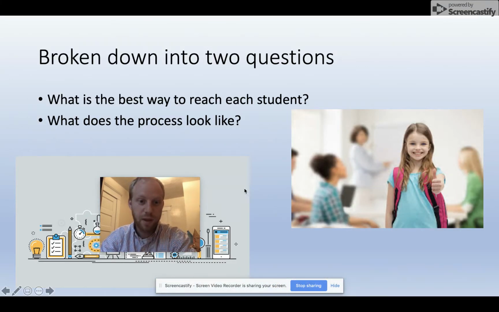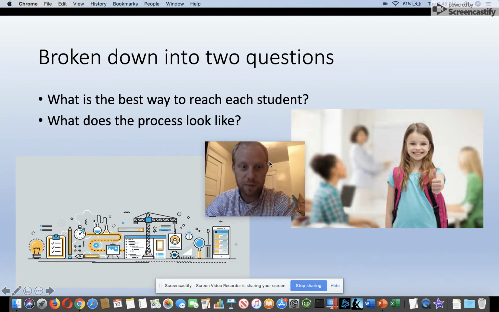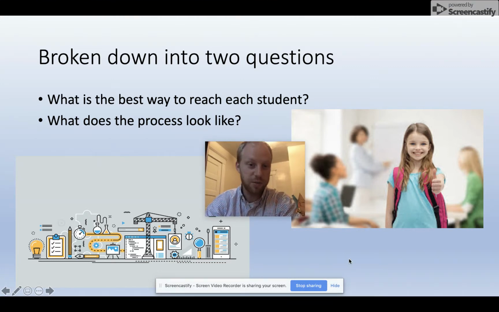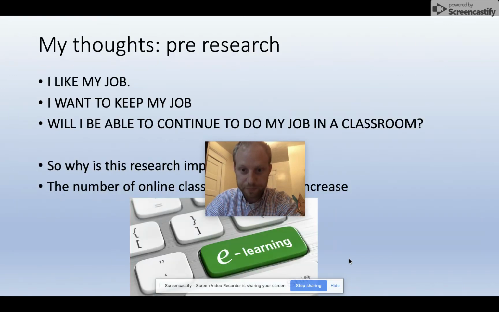So, my question can really be broken down into these two topics. What's the best way to reach each student? We'll go through that first. Since we're looking at which type of learner compared to how do we deliver that, we're really looking at each individual student. And what's the process look like? Once we figure out how to best teach that student, we want to figure out how to apply it. We don't want to learn something new and then just disregard it completely when it could affect our job and the success of our students.